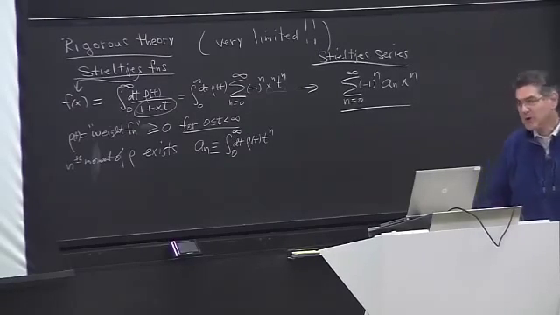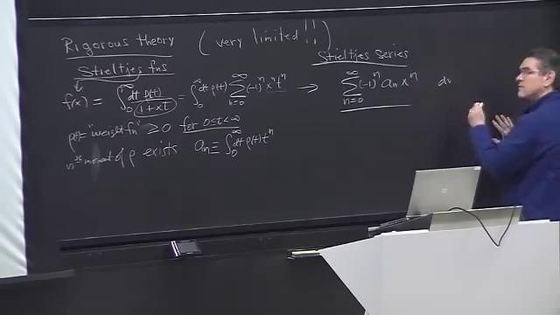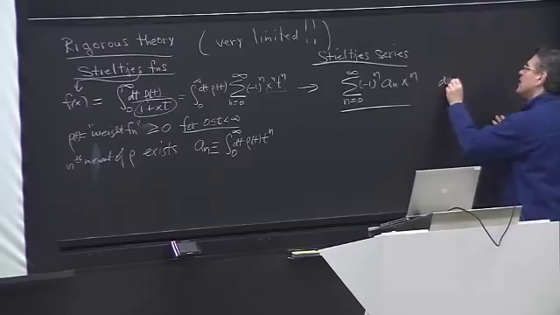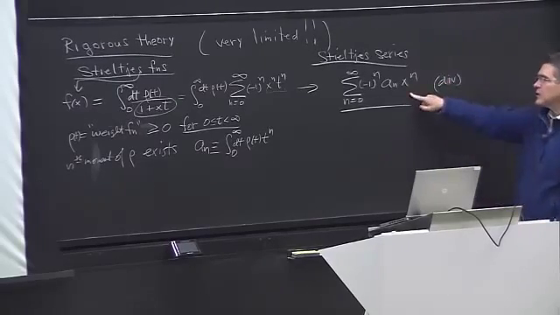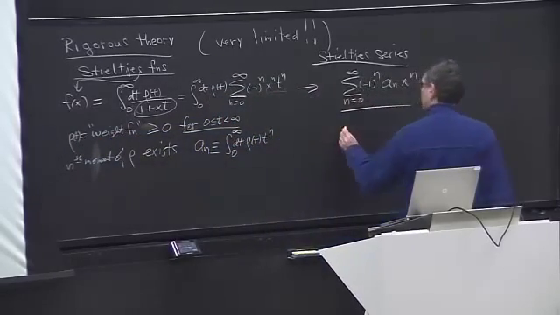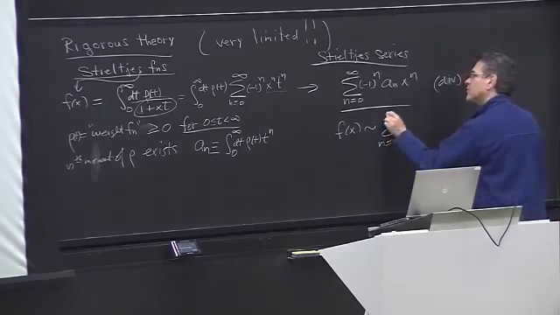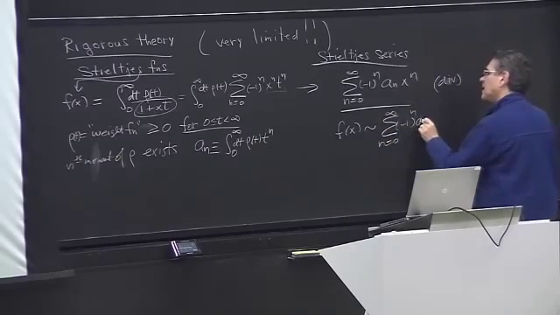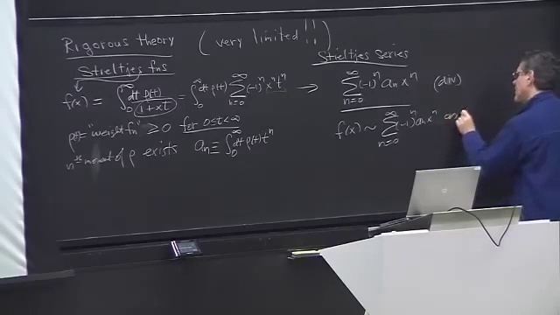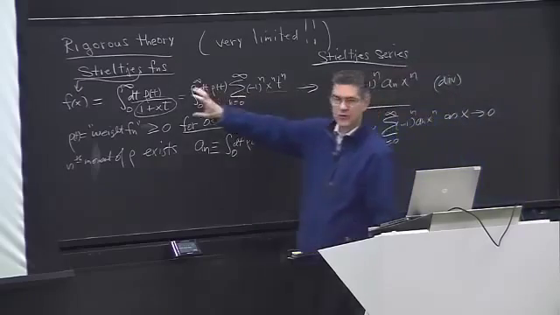Why did we do it? Because although this is typically a divergent series, not always, but almost always, this series is asymptotic to this function. f of x is asymptotic to the series, sum from 0 to infinity, minus 1 to the n, a sub n, x to the n, as x goes to 0. So this is a Stieltjes series, and this is a Stieltjes function.